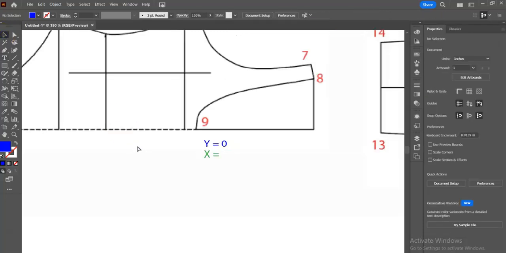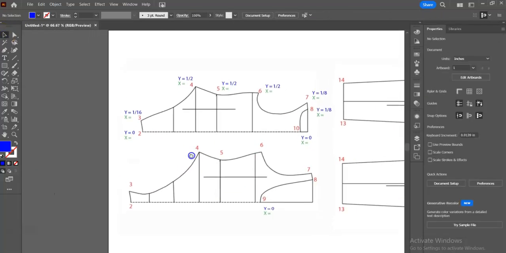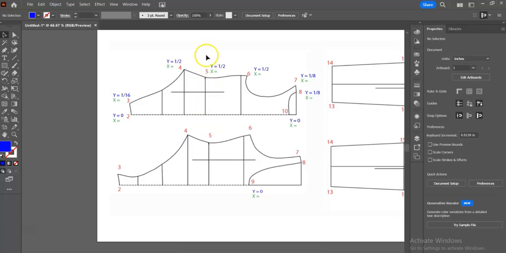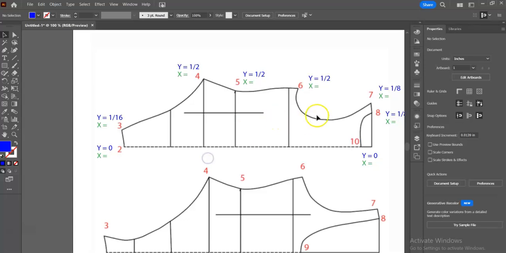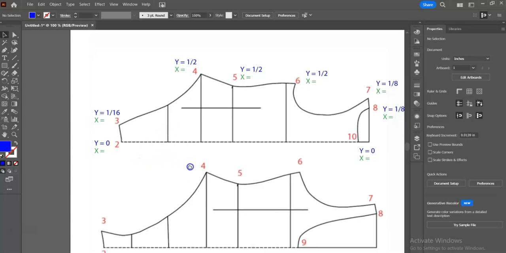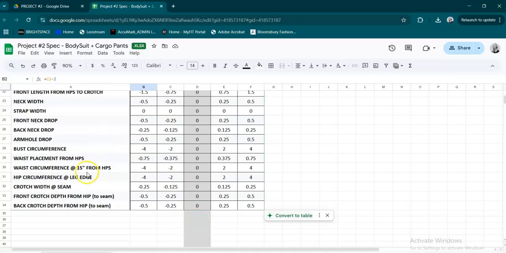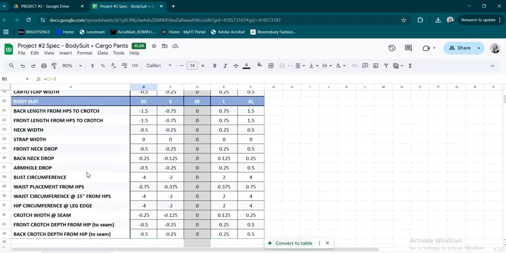So now we have to figure out our X rules. For this pattern, our origin point is at the waist. That means we're going to have to grade in this direction and in this direction, similar to how we did the princess seam dress. So I'm going to take a look at my graded spec and see what will contribute to the length.